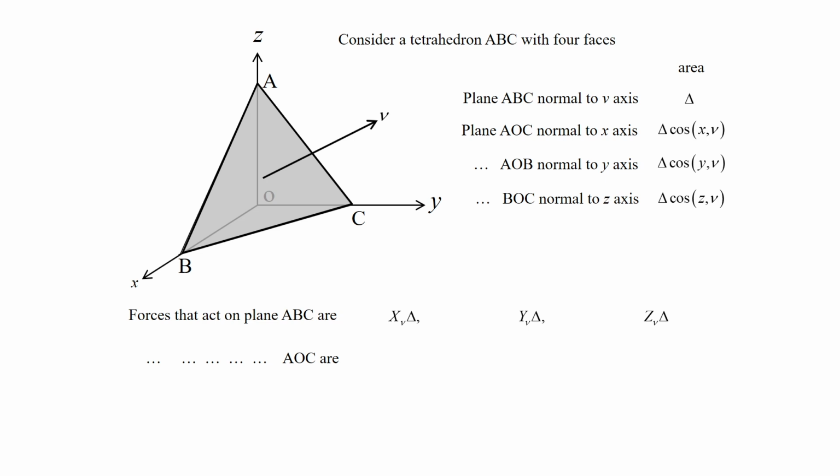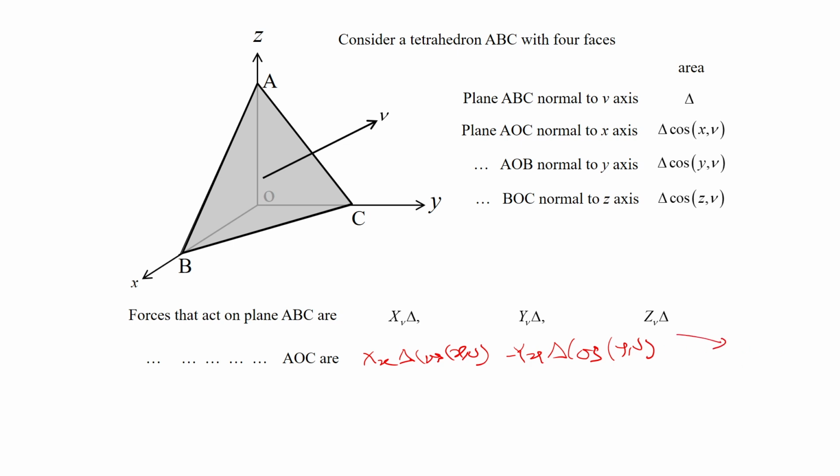And the force that will act on AOC will be xx delta, where AOC is the area, so it is cos of x nu, and this is y nu. This is yx, and it is x along the opposite direction. So delta cos of y nu, and like that z nu.